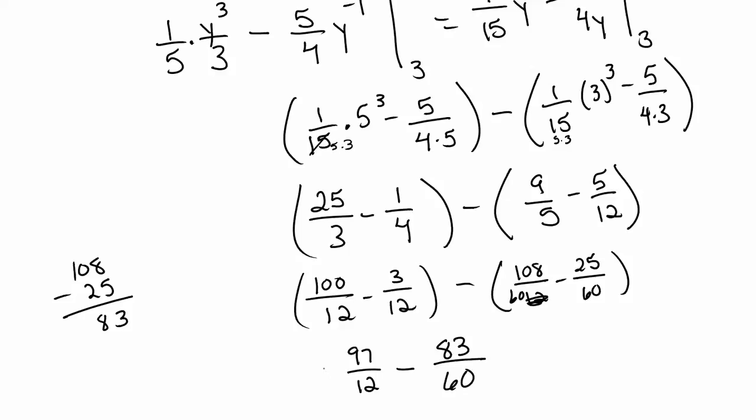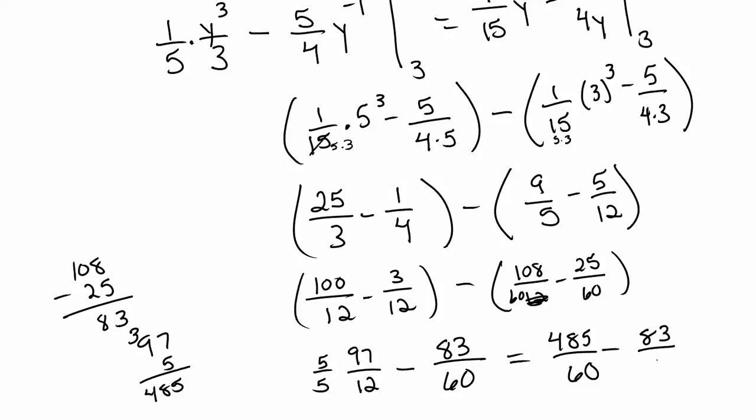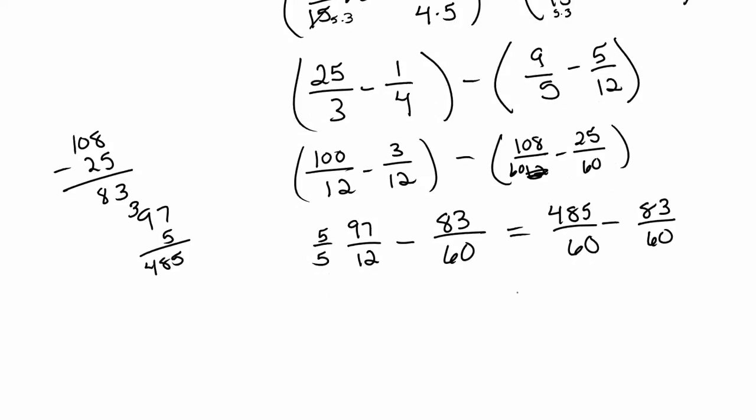And then let's get a common denominator here. So multiply that by 5 over 5. So 97 times 5, 485 over 60. So 485 over 60 minus 83 over 60. And that will be 402 over 60. At any point, you probably would have done a calculator, and I hope I haven't made a mistake to ruin this whole video. 402 over 60. And let's see, 2 will go into that. 201 over 30. And I'm feeling pretty good.